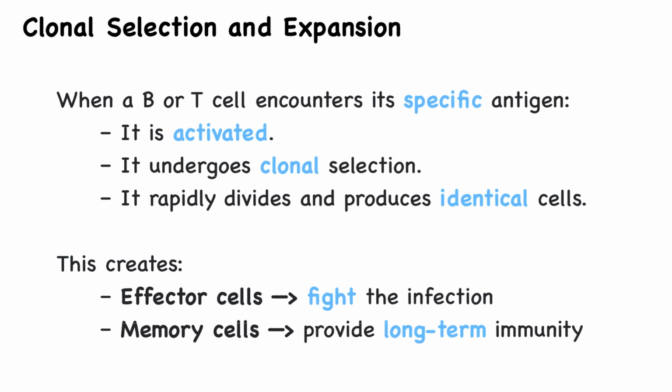When a B or T cell encounters its specific antigen and it binds using its receptors, it is going to be activated. It would then undergo clonal selection, and then it rapidly divides and produces identical cells. This creates effector cells, which are going to help fight the infection that is going on right then, and it also creates memory cells, which are going to provide long-term immunity.